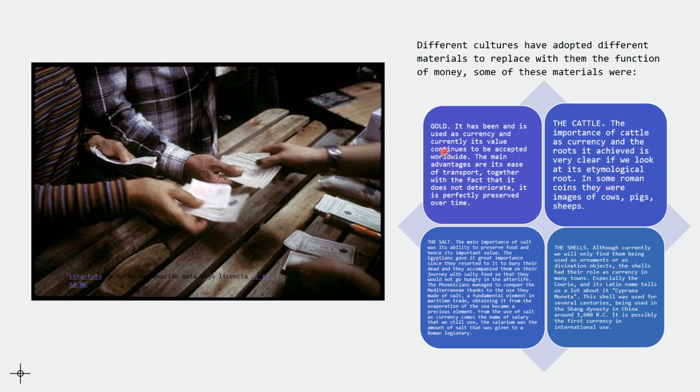Okay, first the gold. It has been and is used as a currency, and currently its value continues to be accepted worldwide. The main advantages are its ease of transport, together with the fact that it does not deteriorate. It is perfectly preserved over the time. Then the cattle. The importance of the cattle as a currency and the roots it achieved is very clear if we look at its etymological roots. In some Roman coins, there were images of cows, pigs, and sheep.